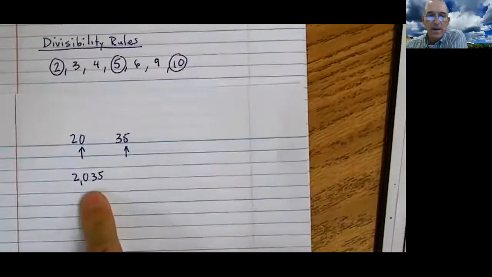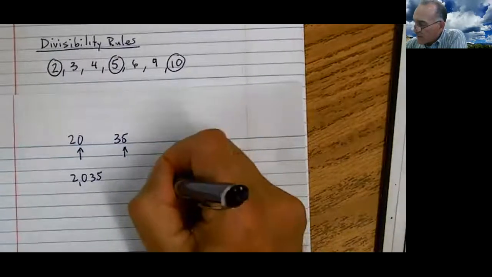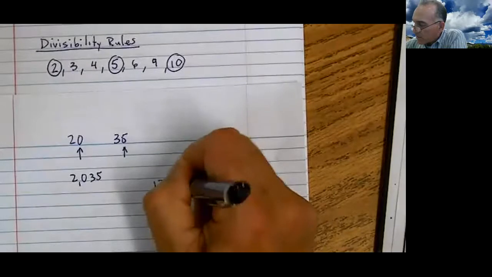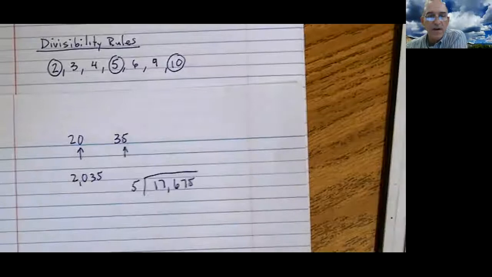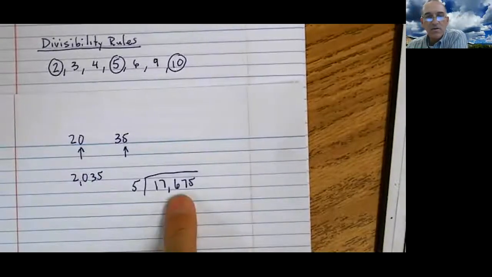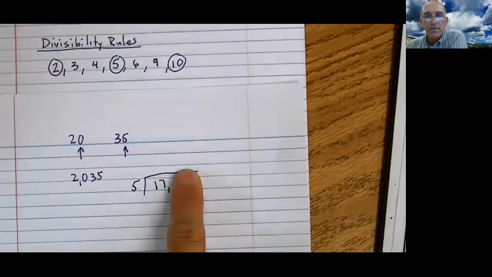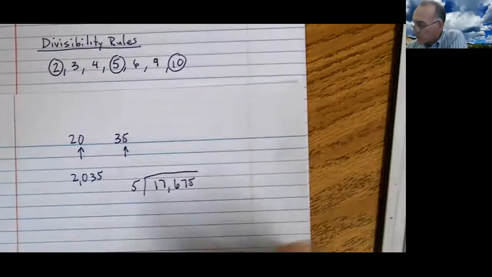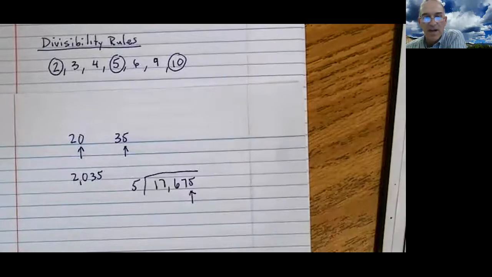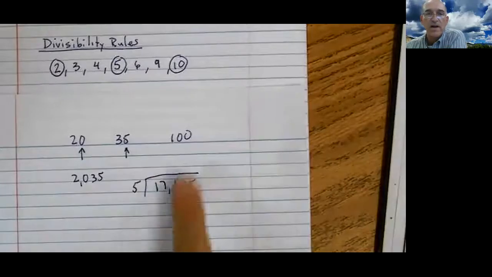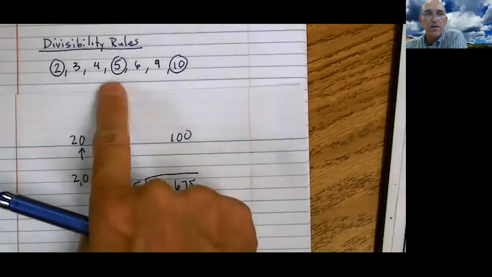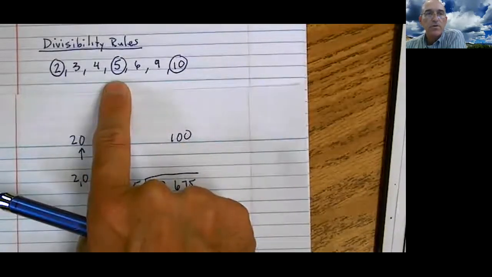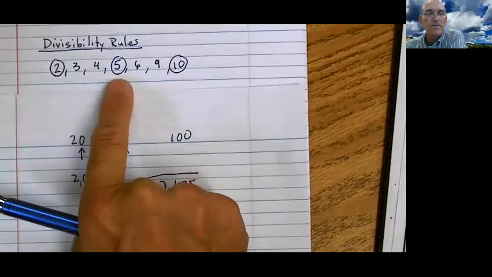Here's what I'm asking you right now. If I took this number, 675, and divided it by 5, would it divide in evenly without a remainder? The answer is yes, of course, because it ends in 0 or 5. Does that make sense to you? Is this number divisible by 5? Yes, because the ones digit is a 0 or a 5. See, you already knew this one, didn't you? So you already know the 2 and the 5.